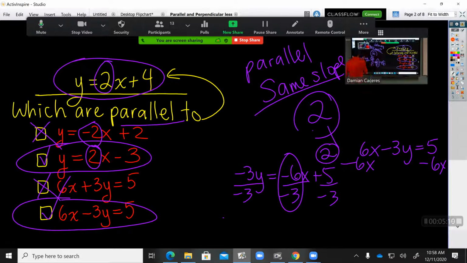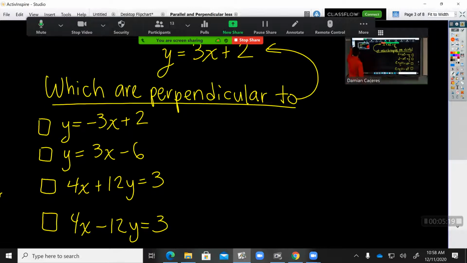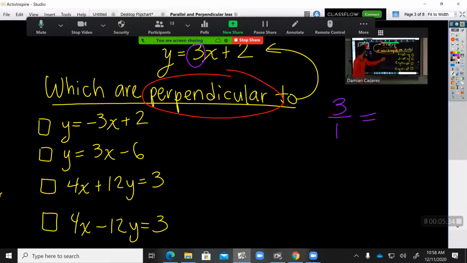So now on the next one, I want you to do the same thing, but it's not going to say parallel anymore. It's going to say perpendicular. So on this one, let's figure out what slope we're looking for before we even look at the answer choices. Here we have positive 3, which is 3 over 1. Because it says perpendicular, we're going to grab that 3 over 1, change the sign, and flip it. So now we know what we're looking for here. Any of these equations that end up with negative 1/3 as a slope is the answer. So go ahead and try it.